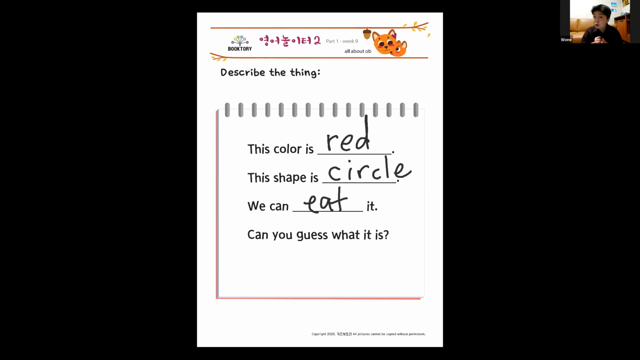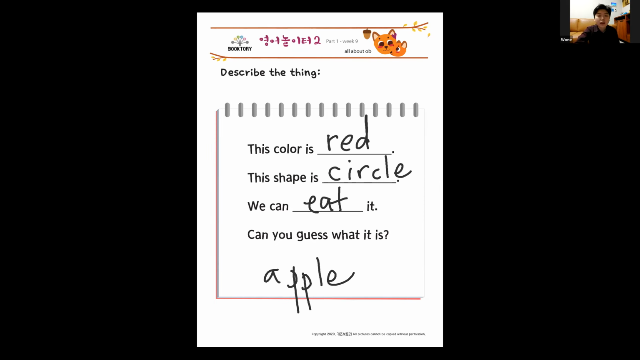Do you know what it is? It starts with the letter A. Do you know what it is? Apple. A-P-P-L-E. Apple. Go ahead and try it by yourself.